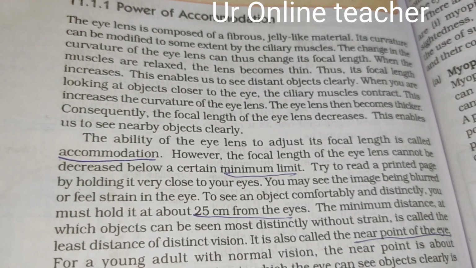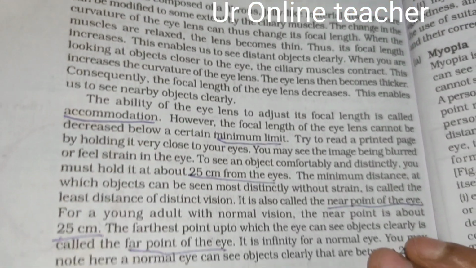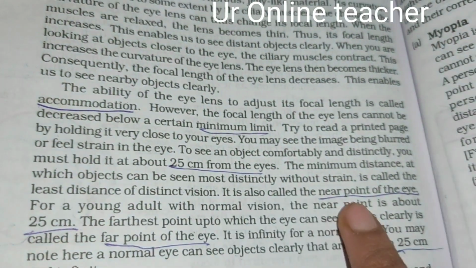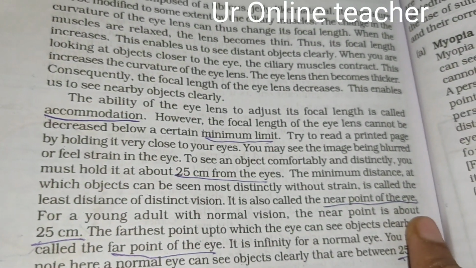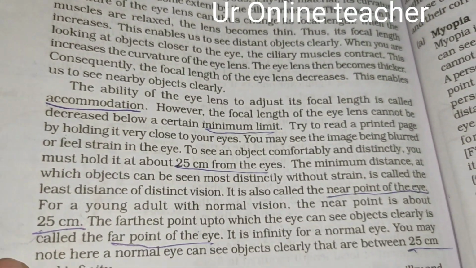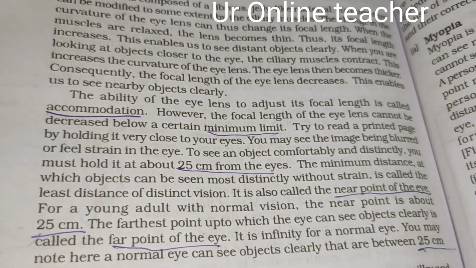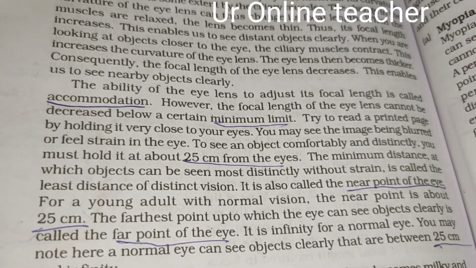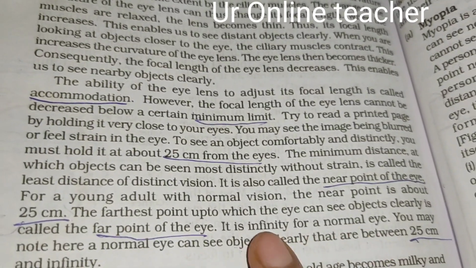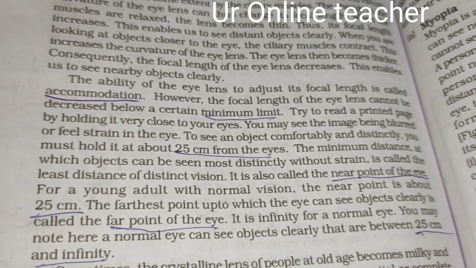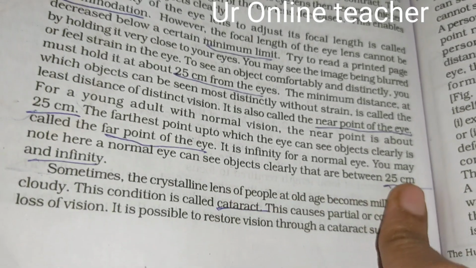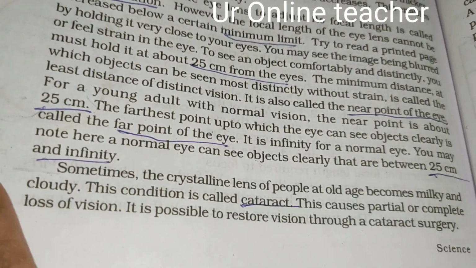This minimum distance at which we can see objects clearly without strain is called the near point of the eye. For a young adult with normal vision, the near point is about 25 centimeters. The farthest point is infinity, and it is called the far point of the eye. The normal eye can see up to infinity. So from this, we understood that the normal eye can see between 25 centimeters and infinity.